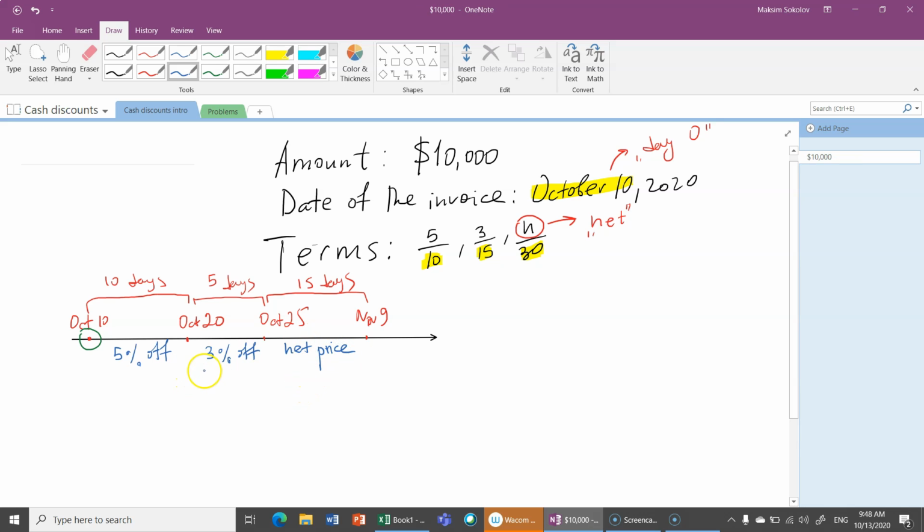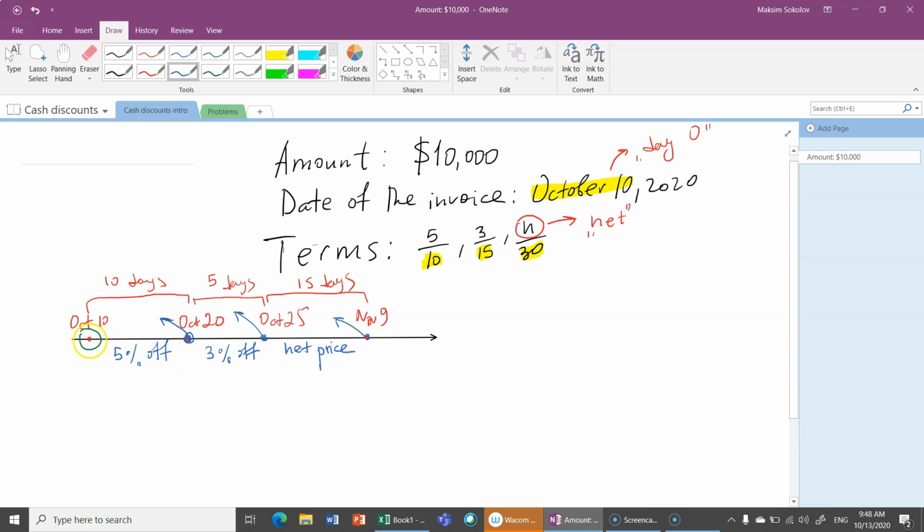It is very important to note that because October 10 is day 0, October 20 is included. So I'll just put the arrow here to show that October 20 is included as part of 5% off. October 25 is included as part of 3% off. And November 9 is included as part of the net price payment. And usually, of course, customers will pay exactly on those days and maybe one day before just to avoid any delay in processing.